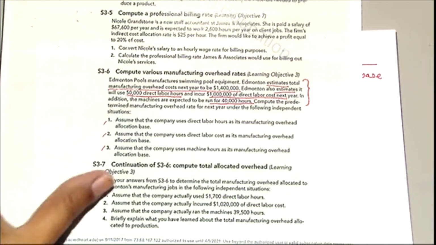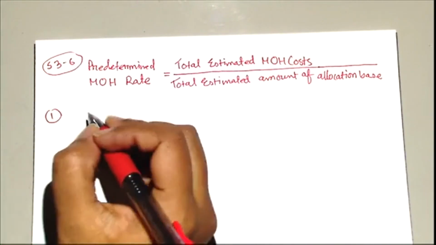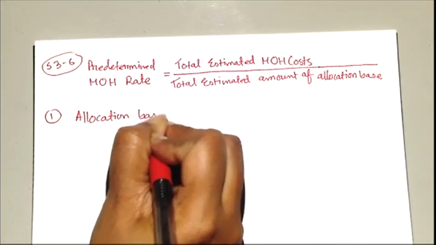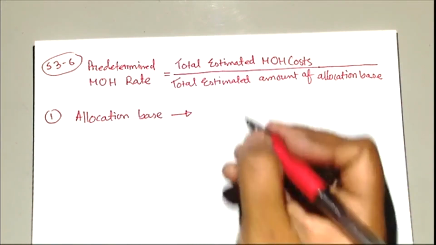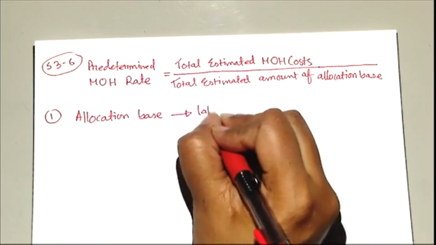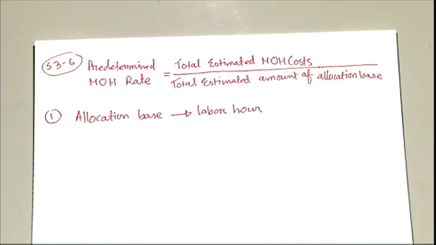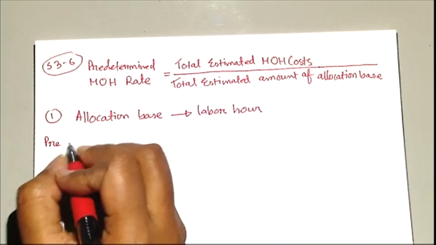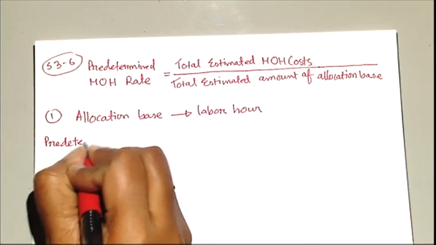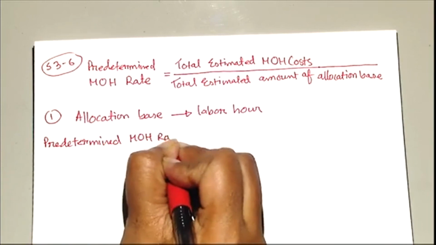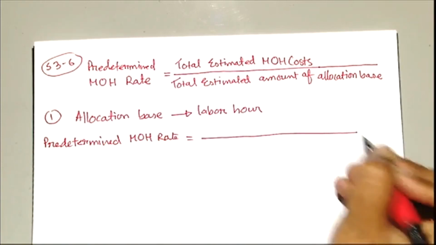Thank you, Kai. So for the first thing, allocation base is, you can write it direct, or if you don't write it direct, that's not a problem because we don't worry about the indirect part. So allocation base is labor hour. Remember, it could be labor cost, it could be labor hour. So for number 1, our allocation base is labor hour. So now you need to read the problem, and you need to tell me, and I will just plug in the numbers.